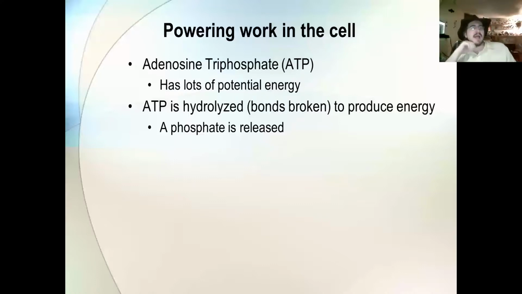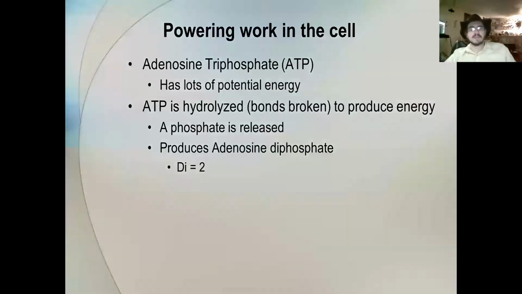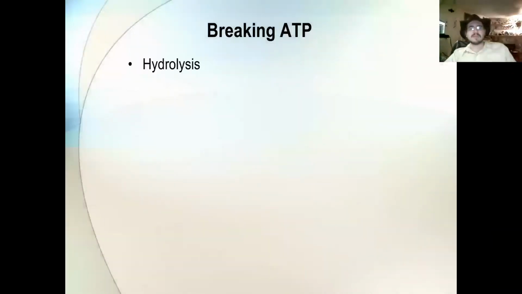What could be a Latin prefix for 2? Di, you say? You're right! When ATP is hydrolyzed and a phosphate is released, you produce energy and you convert ATP into ADP, which is adenosine diphosphate, 2 phosphates, plus a spare phosphate. So, bam. So let's look at breaking ATP.